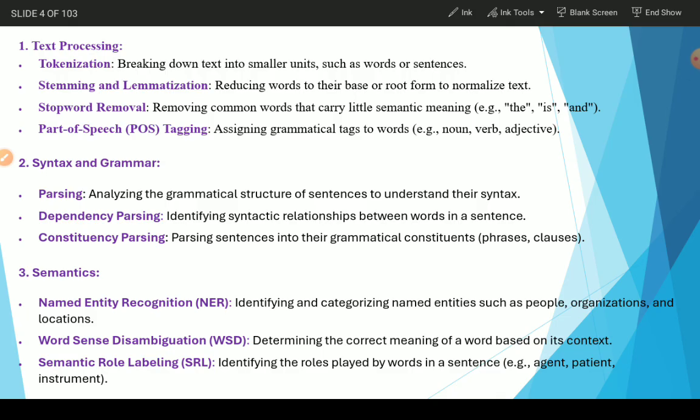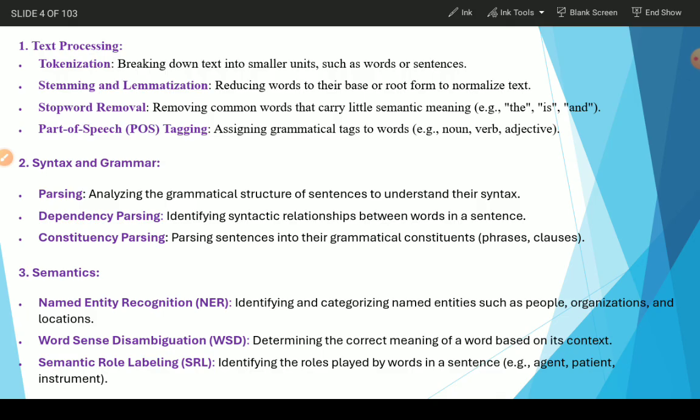Constituency parsing identifies bigger syntactic structure components inside a sentence by breaking the sentence down into constituents such as phrases and clauses. To summarize, NLP techniques such as dependency parsing, constituency parsing, and parsing are crucial for comprehending phrase structure and syntax, since they offer significant insight into the arrangement and relationships of words inside a sentence.